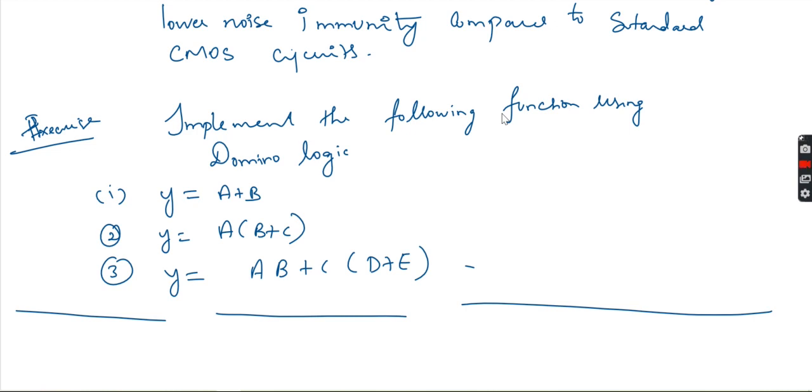So this is all about today's class. In the next class we'll study the next logic, that is differential current switch logic. That is one of the very important logics in the clocked design style.